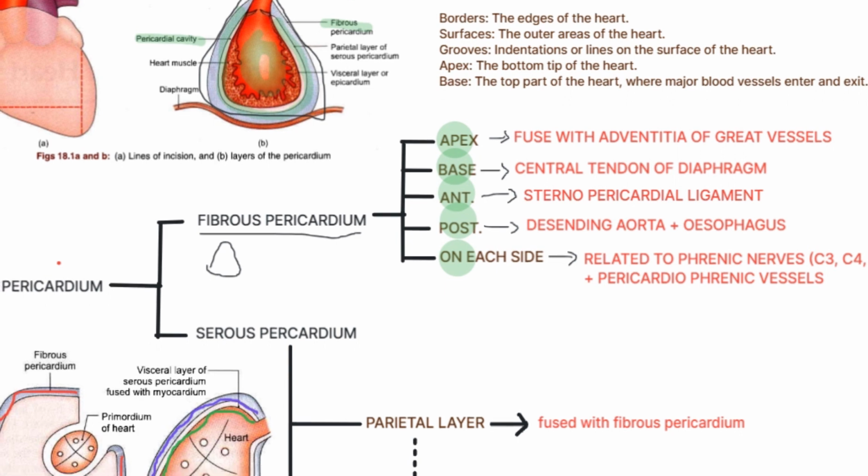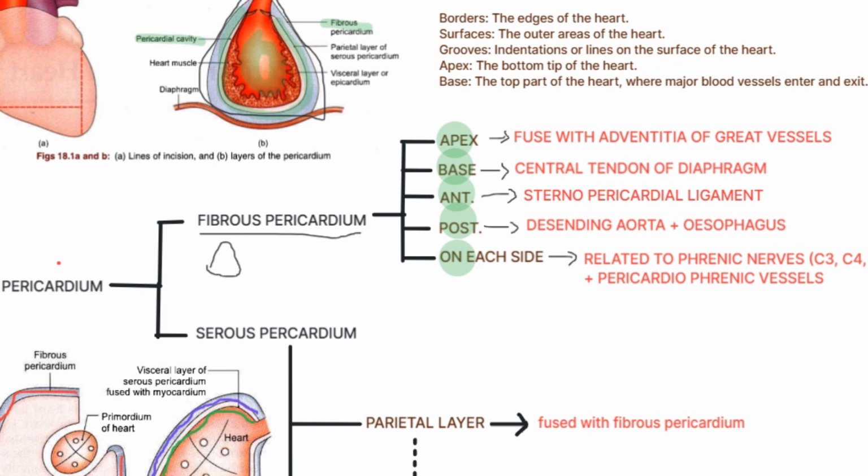Now we know the structures in relation to the pericardium fibrous layer, right? What is exactly the function of fibrous pericardium? Fibrous pericardium will protect the heart against sudden overfilling, and it will prevent overexpansion of the heart. So it will serve as your protective layer.